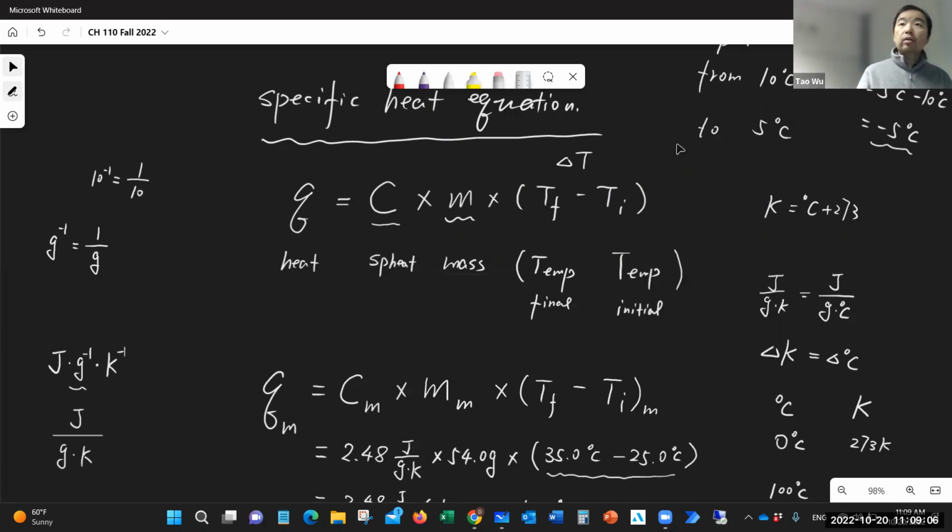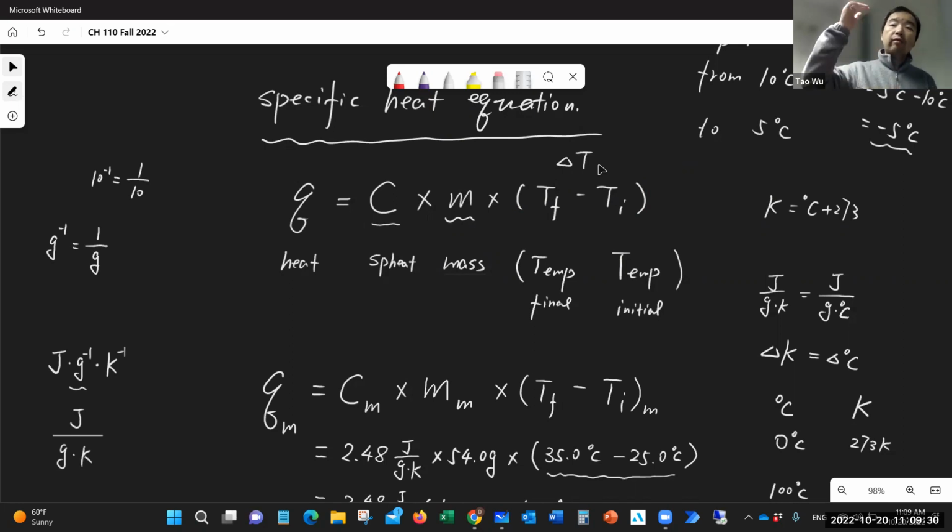All right, so now let's review what we learned last time. Last time we talked about the specific heat equation. Q is equal to specific heat times mass of the object times the change of the temperature, which is the final temperature minus initial, okay?